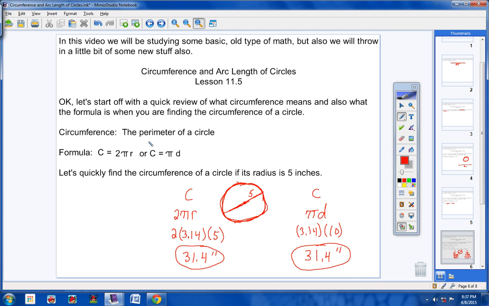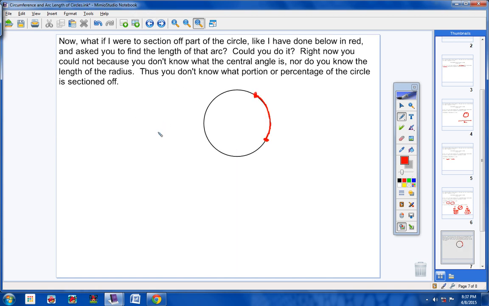That's pretty basic math, but I still want to make sure you guys know how to do this. Again, circumference is the distance around a circle. You can use either one of these two formulas, and pretty simple, okay? Now, let's move on to something more difficult.